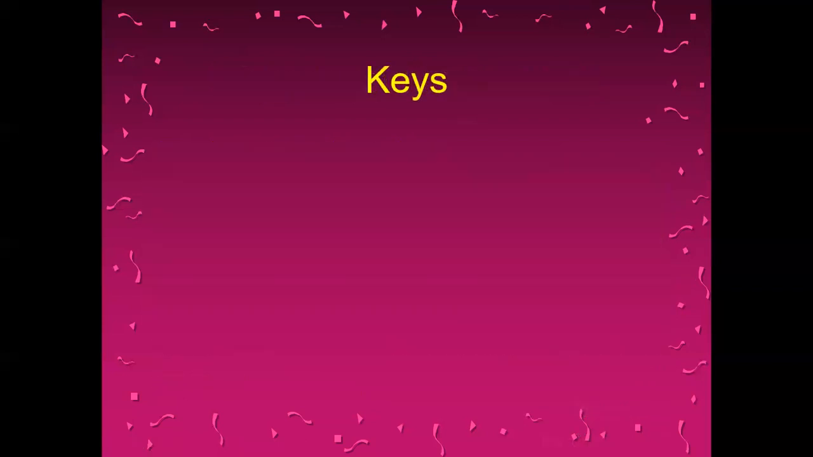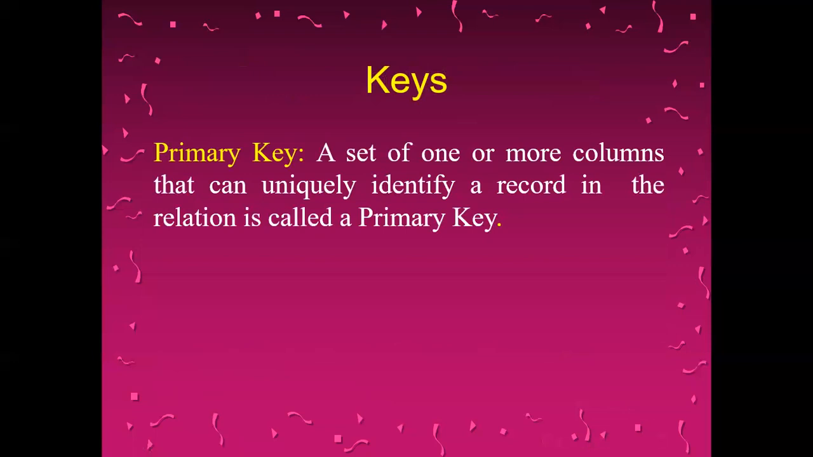Now we will understand the concept of keys. There are mainly 4 types of keys we will be discussing in a relational database. First one is primary key. A set of one or more attributes that can uniquely identify a record in a table is called a primary key.